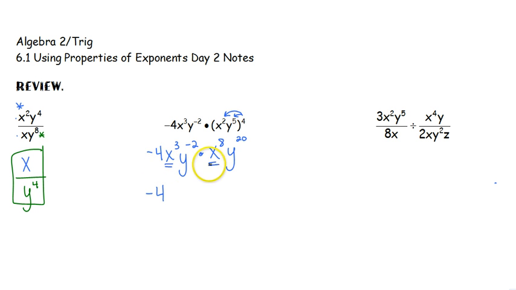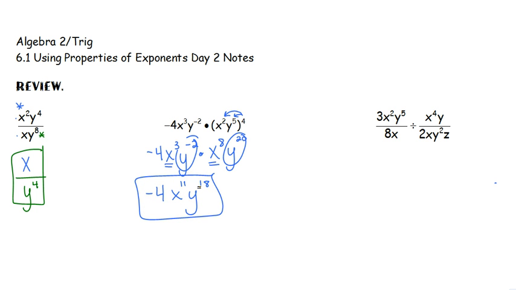Now we have x's in 2 spots. We are multiplying those bases, which means we are adding those exponents. 3 plus 8 is going to be x to the 11th. Then we do the same thing with the y's. We are multiplying the bases of y's, which means we add those exponents. Negative 2 and 20 gives us a positive 18. And that would be our answer in simplest form. Remember, that negative is okay, negative exponents are not.